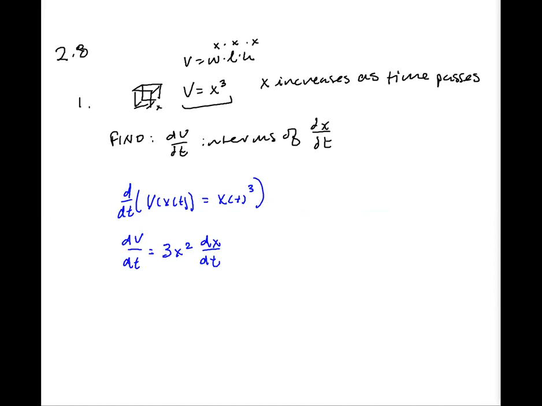Let's also maybe do problem 3 just for funsies. So we have a square, and each side, we'll call it x, is increasing at a rate of 6 centimeters per second. So dx/dt is equal to 6 centimeters per second. At what rate is the area of the square increasing? So we want to find dA/dt when the area of the square is 16 centimeters squared.